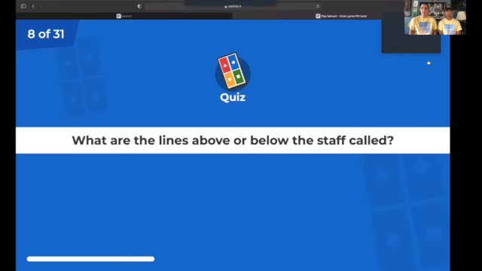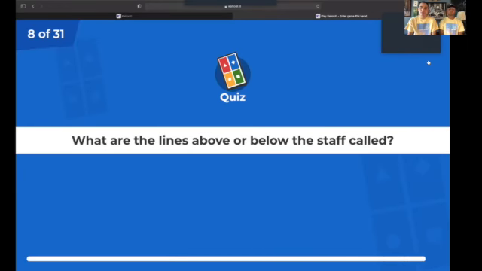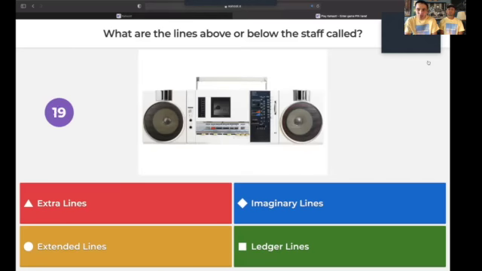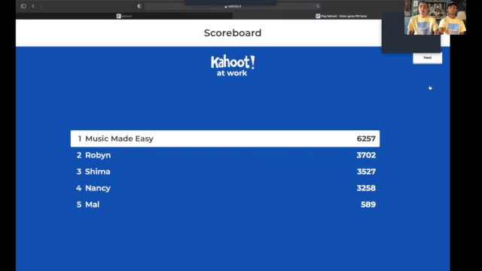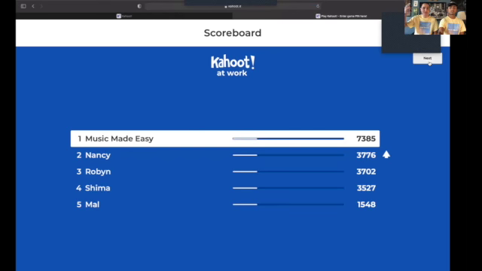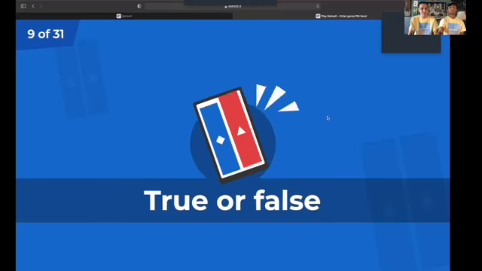Okay, question number 8. What are the lines above or below the staff called? Remember, these have a special name. Are they called extra lines, imaginary lines, extended lines, or ledger lines? Remember, we can play outside of the staff, and these are called ledger lines. There you go. So music can happen all over. You'll find a lot of times that the music will happen kind of above and below the staff.